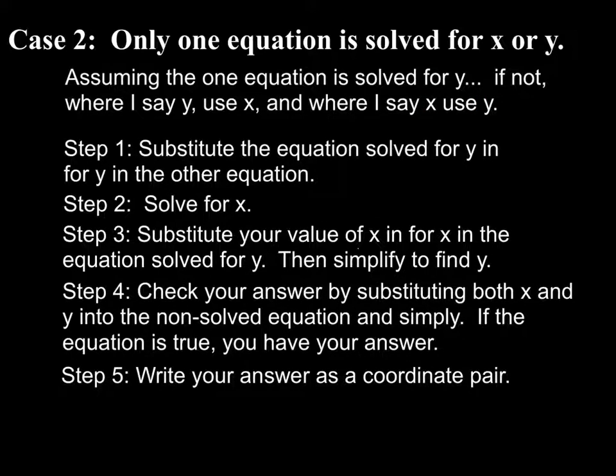So we're going to substitute the equation solved for y in for y in the other equation. Solve for x. Substitute your value of x into one of the original equations, then simplify to find y. Check your answer. Write your answer as a coordinate pair. These last parts are very similar to what we had before. They're really the same. But the best way to see this is in an example. So let's look at the example.